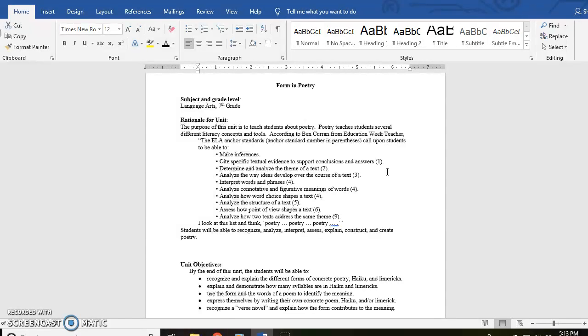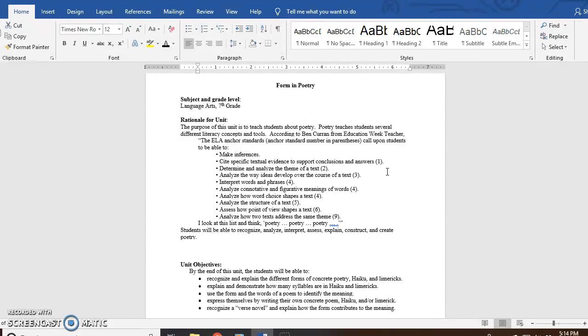According to Ben Curran from Education Week Teacher, that's a magazine, the ELA anchor standards call upon students to be able to make inferences, cite specific textual evidence to support conclusions and answers, determine and analyze the theme of a text, analyze the way ideas develop over the course of a text, interpret words and phrases, analyze connotative and figurative meanings of words, analyze how word choice shapes a text, analyze the structure of a text, assess how point of view shapes a text, and analyze how two texts address the same theme. And I look at this and think, poetry, poetry, poetry.